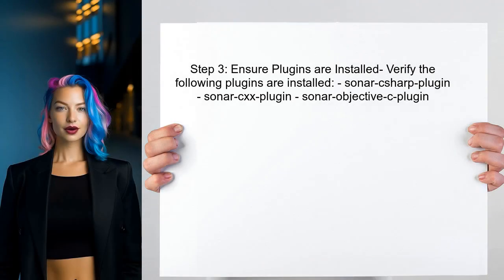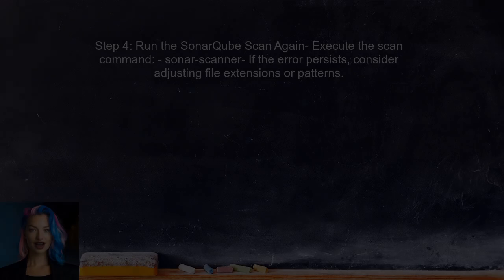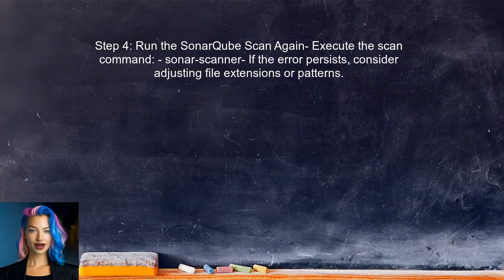After updating the properties file, the user should ensure that the correct plugins are installed and enabled for both C# and C++. This is crucial for proper language support during the scan. Finally, the user should run the SonarQube scan again. If the error persists, they may need to adjust the file extensions or patterns to ensure there are no overlaps.